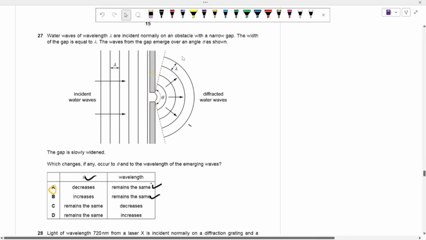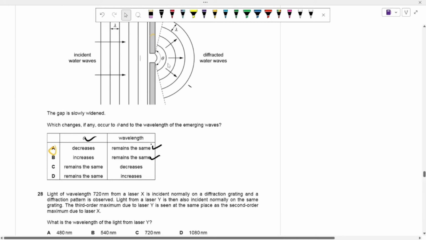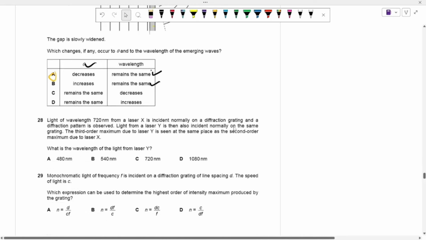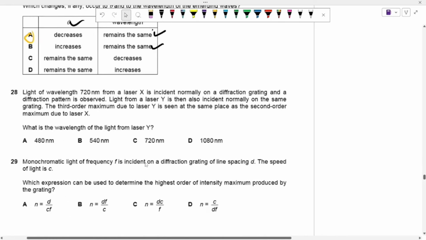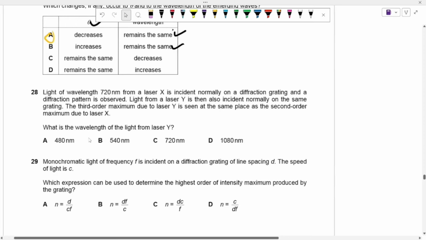If there are still questions that are unclear, please do put them in the comment section below. Okay, moving on to question number 28. Light of wavelength 720 nanometers from a laser X is incident normally on a diffraction grating, and a diffraction pattern is observed. Light from a laser Y is then also incident normally on the same grating. The third order maximum due to laser Y is seen in the same place as the second order maximum due to laser X. What is the wavelength of the light from laser Y?